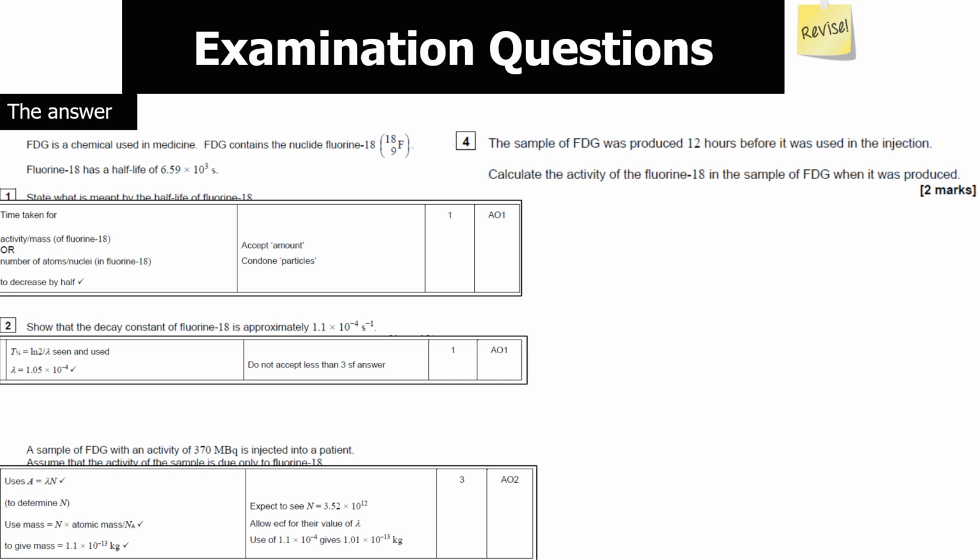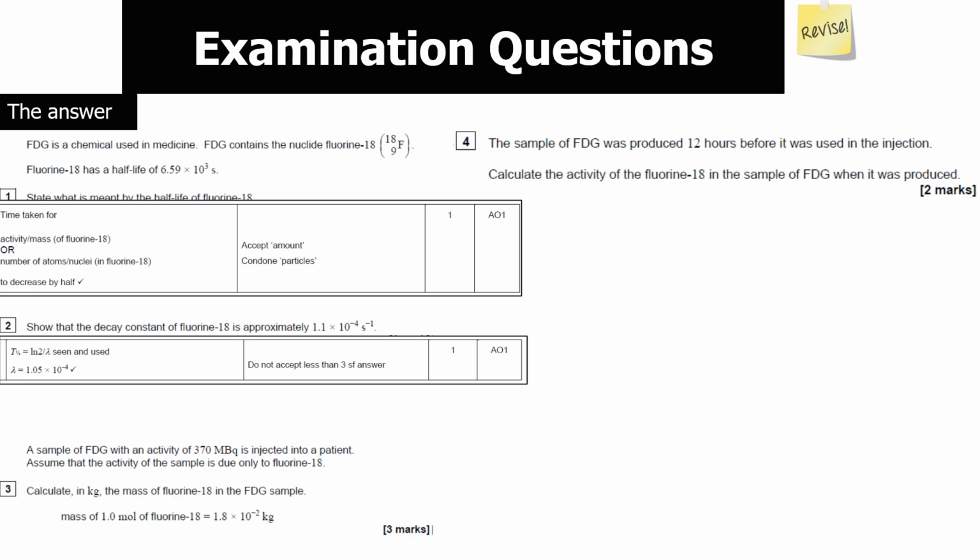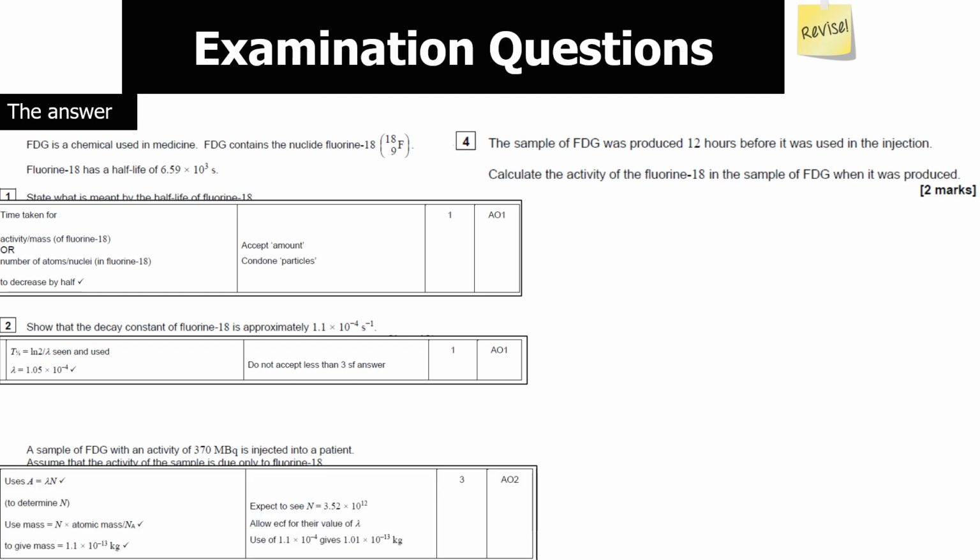So therefore you can then work out the mass in total by doing N times the atomic mass divided by Avogadro's constant. Now you know that the mass of 1 mole of fluorine is 1.8 times 10 to the minus 2 kilograms. So if you know how many particles there are, you can work out how many moles you've got by dividing that value by Avogadro's constant, because it is how many particles are in 1 mole. And then when you know your number of moles, you can multiply by the number on the screen, 1.8 times 10 to the minus 2 kilograms, to get your total mass to be 1.1 times 10 to the minus 13 kilograms.